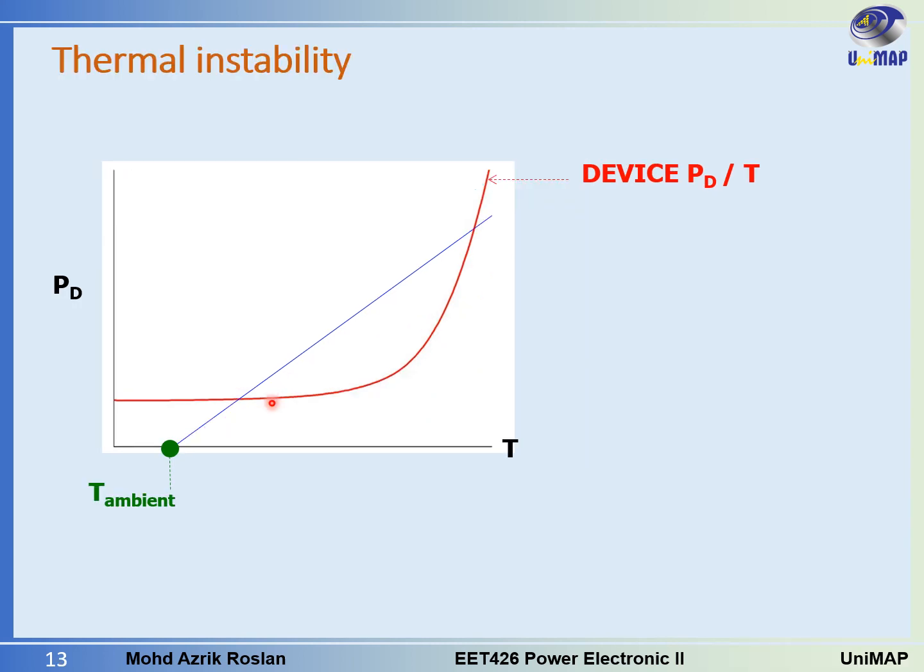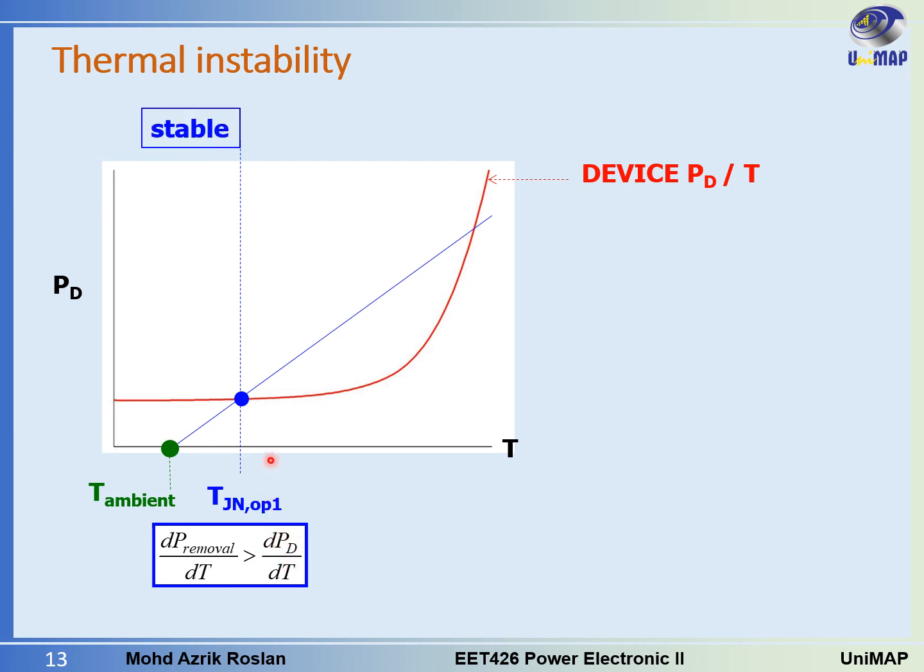Okay, now we want to see some examples. This is the first operating point. Let's say this is the junction temperature of one component. At this point, if you have the straight line connecting the ambient to this point, it means that the dP removal is much higher compared to the dPd over dT. So at this point, you can see that this operating point is stable.